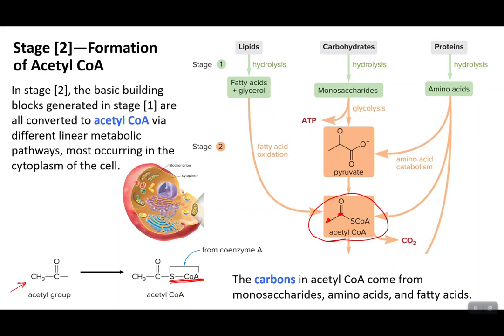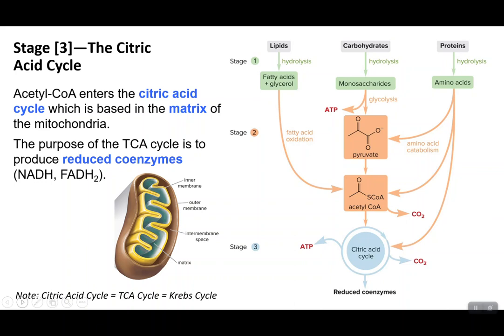And it's going to be this molecule that is going to enter the next stage, which is the citric acid cycle. So at this point, the acetyl-CoA is going to enter the citric acid cycle. And now these reactions, which is a circular metabolic pathway, these reactions are going to occur in the matrix.